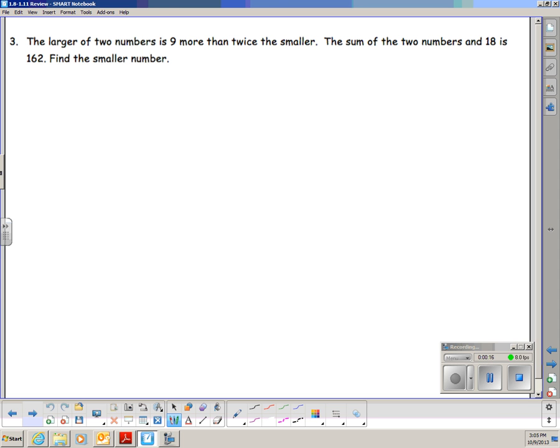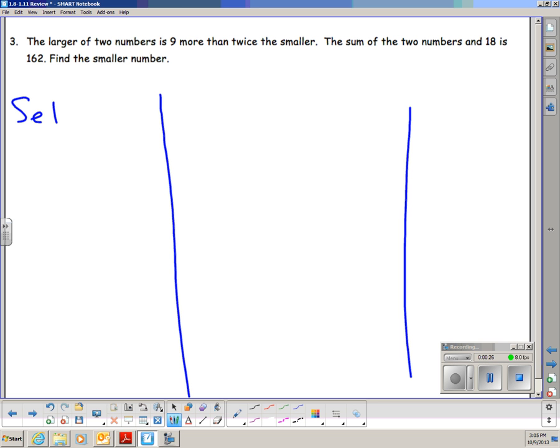The larger of two numbers is 9 more than twice the smaller. That needs to be translated. You draw your 3 columns. Your first column, remember, is for the translations and your setup. The item that appears at the end of that sentence is almost always your x. So x is going to be the smaller number. And then we now need to translate the rest of it.